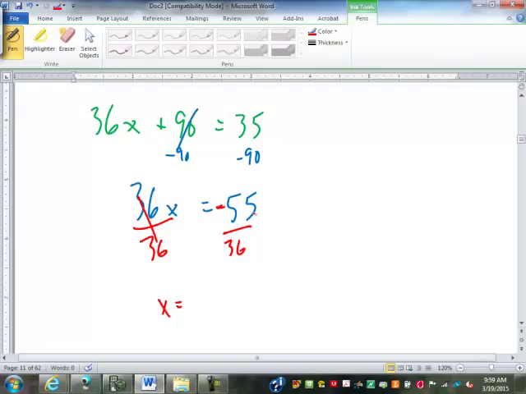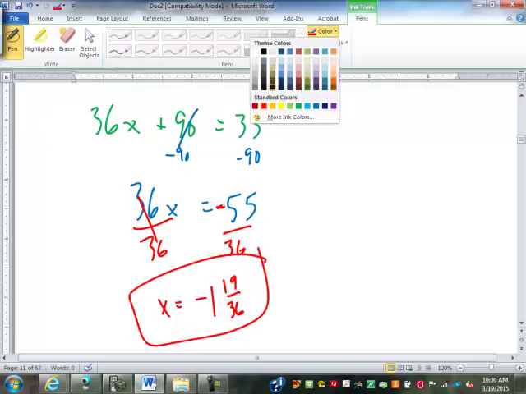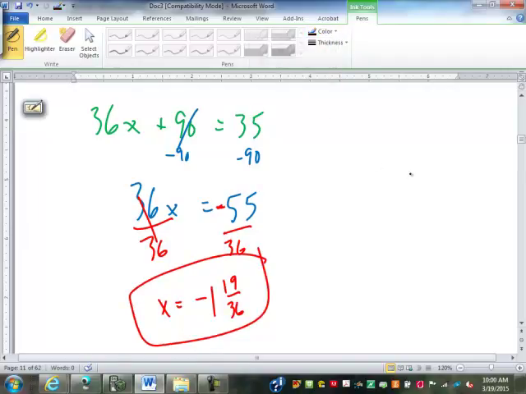So we got negative 55 divided by 36 is negative 1 and 19/36. Negative 1.5. Good enough. Negative 1.5277. Yeah, close enough. I'm not on top of it today.